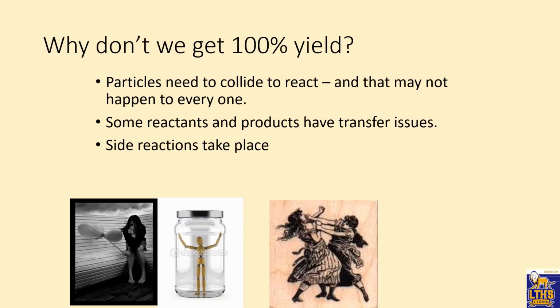Okay, so why don't we get 100% yield? The particles need to collide to react. It might not happen to every particle. Some reactants and products have transfer issues. Maybe when we were pouring or getting them together, some escaped or stuck to the container. And then side reactions take place.